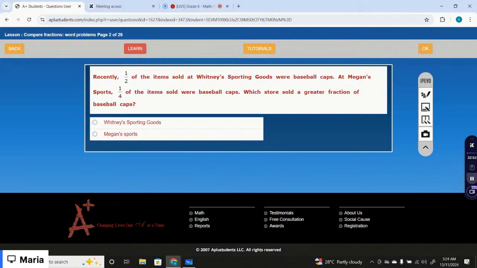Recently, half of the items sold at Whitney's Sporting Goods were baseball caps. At Megan's Sport, one fourth of the items sold were baseball caps. Which store sold a greater fraction of baseball caps? Which is the correct option? 1 by 2 or 1 by 4?